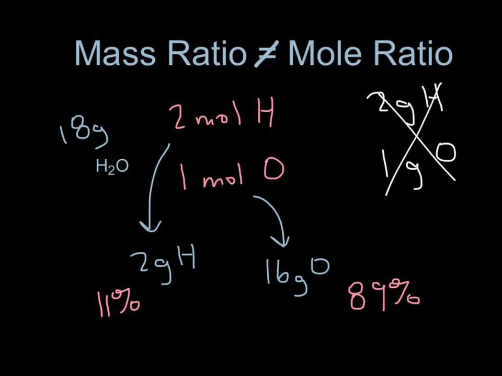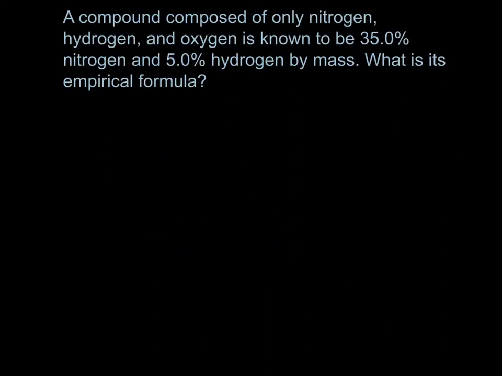Let's see what that might look like. In this problem, we're told that a compound is composed of only nitrogen, hydrogen, and oxygen, and we're given that the percent by mass of nitrogen is 35% and hydrogen is 5%. Since it's also made of oxygen and there's 60% left over, we also know that this is 60% by mass oxygen.